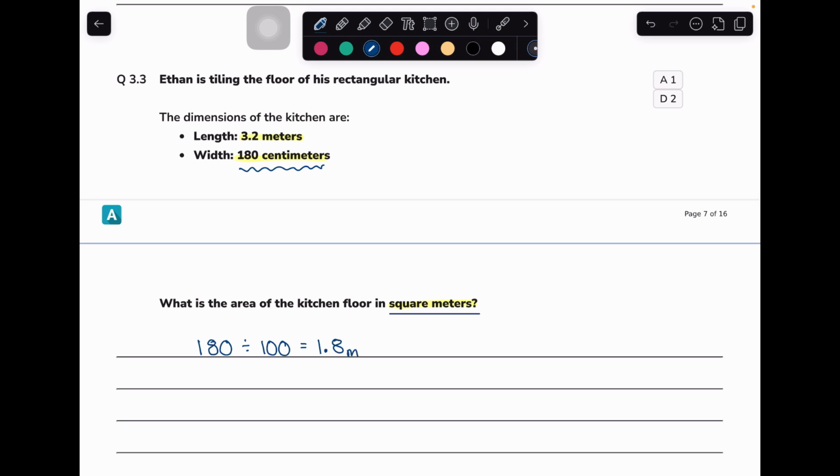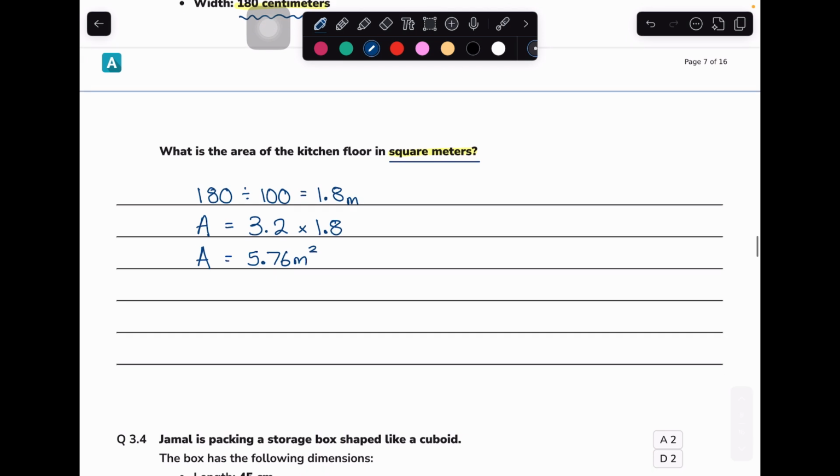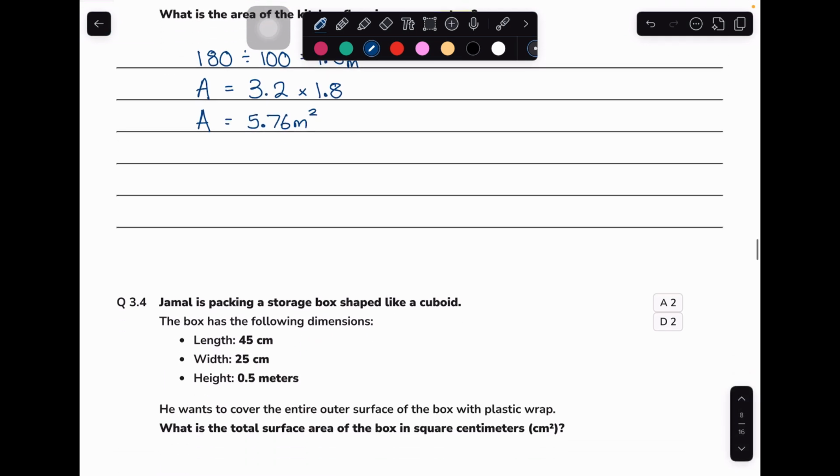Okay, so now I've got that, I need to work out the area. So area is equal to the length times the width. So here we have 3.2 multiplied by 1.8. Pop that into your calculator and you will get 5.76 meters squared. Okay, next question.